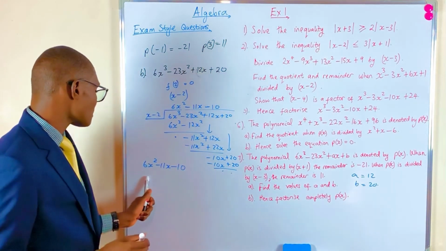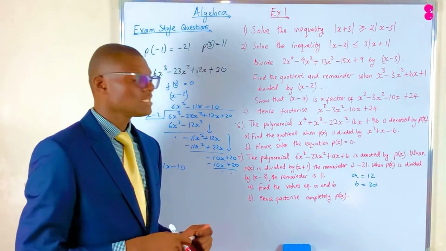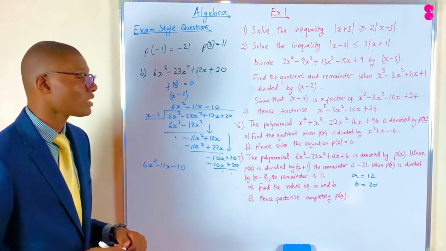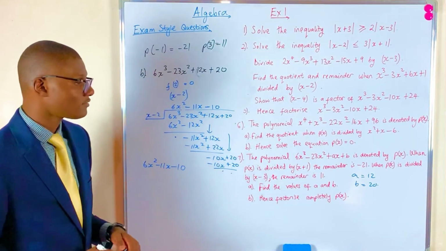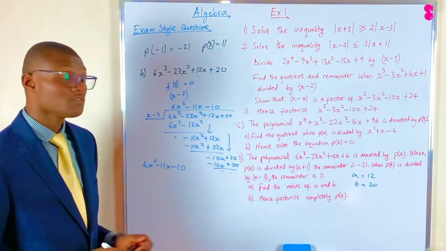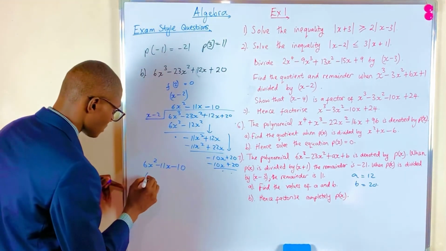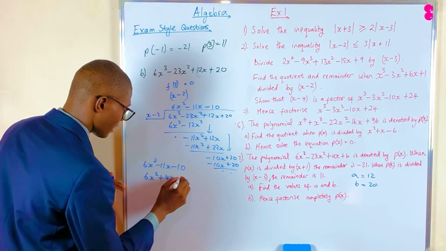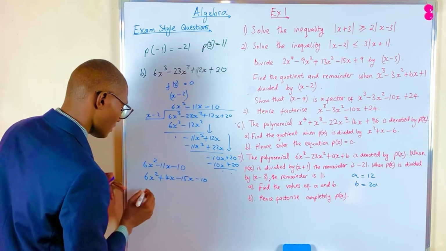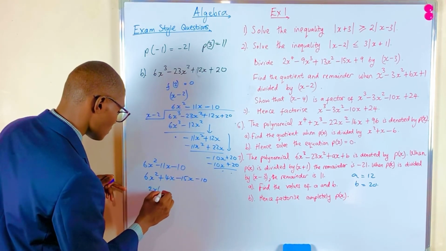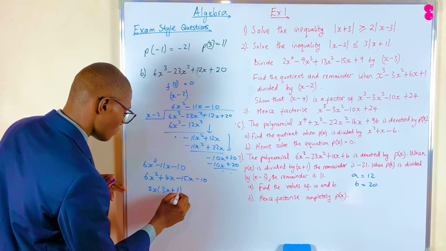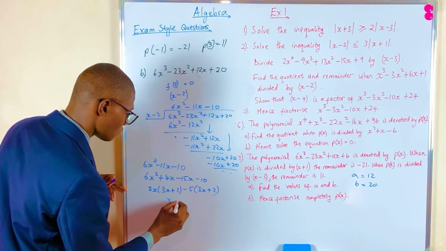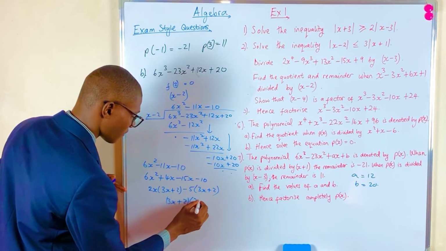So for this one, we've got 6x squared minus 11x minus 10. And now can you further factorize this? Minus 60, we've got 12 and 5. We've got 10 and 6. What else? We've got 15 and 4. So we can definitely. So you can say 6x squared plus 4x minus 15x minus 10. Then factoring out 2x, we've got 3x plus 2 minus 5, 3x plus 2, then this will be 3x plus 2 times 2x minus 5.